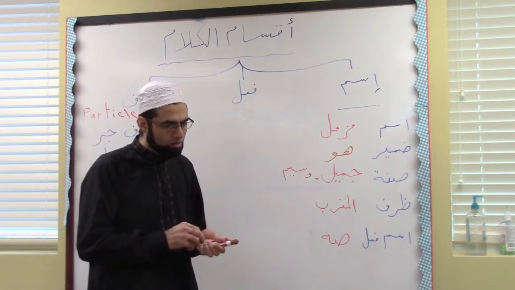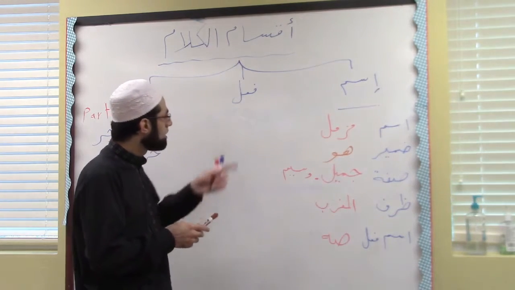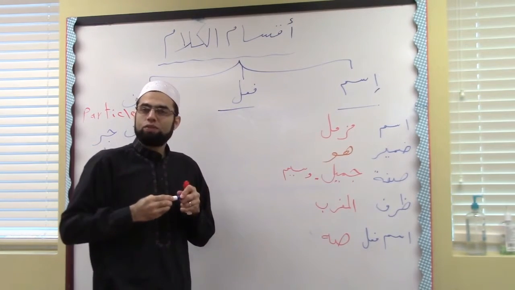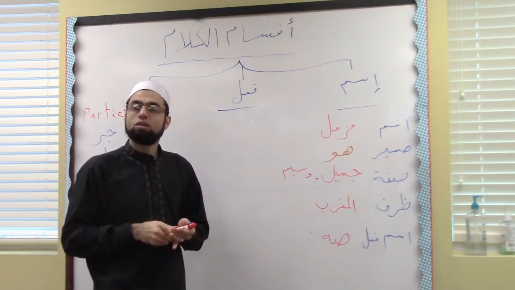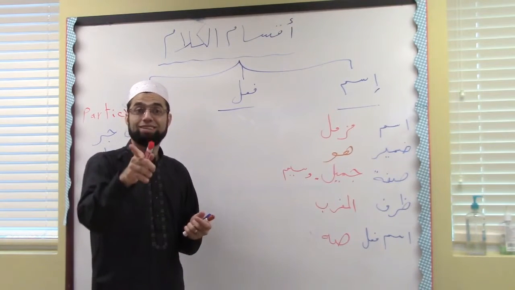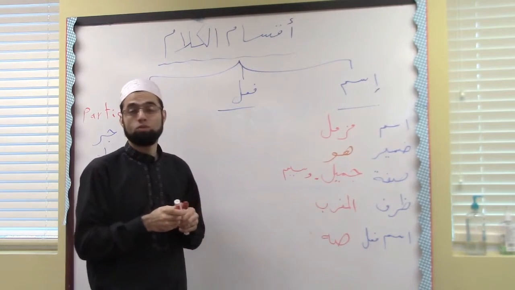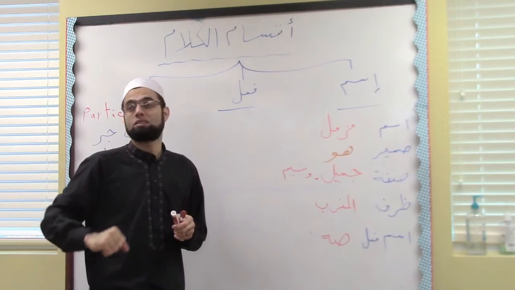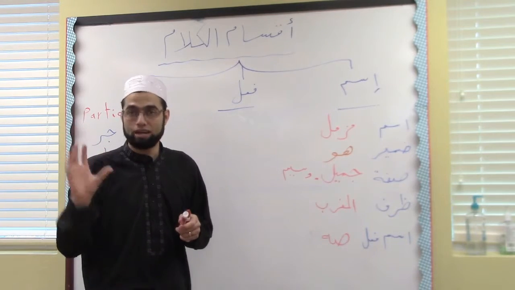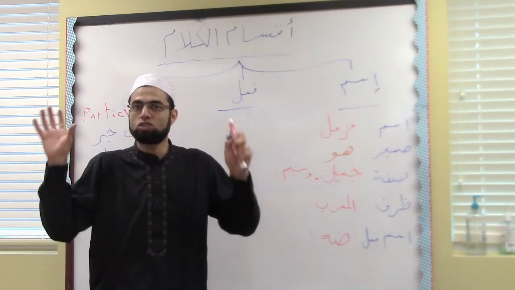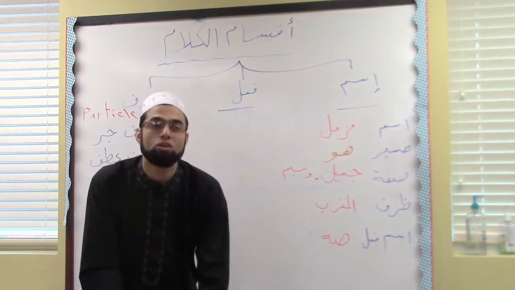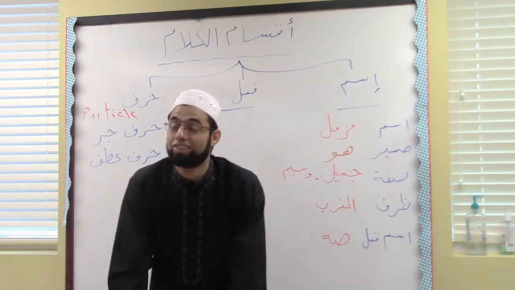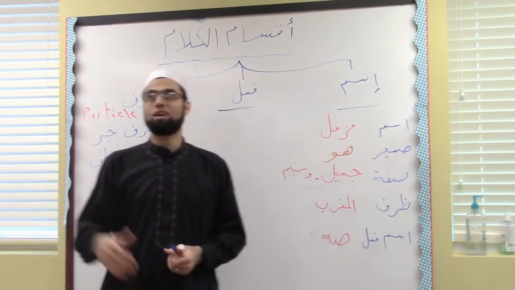Now we come to the fi'l. What does the fi'l mean? Verb. Yes, the fi'l is a conjugated verb. Why did we say conjugated verb? Because in English, if you say write or read, what does it mean? To read. Very good. This is why they use to, because you cannot say he reads.